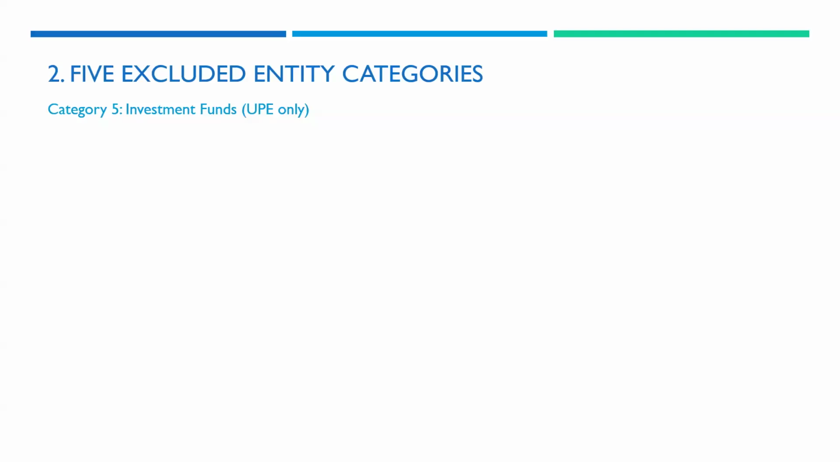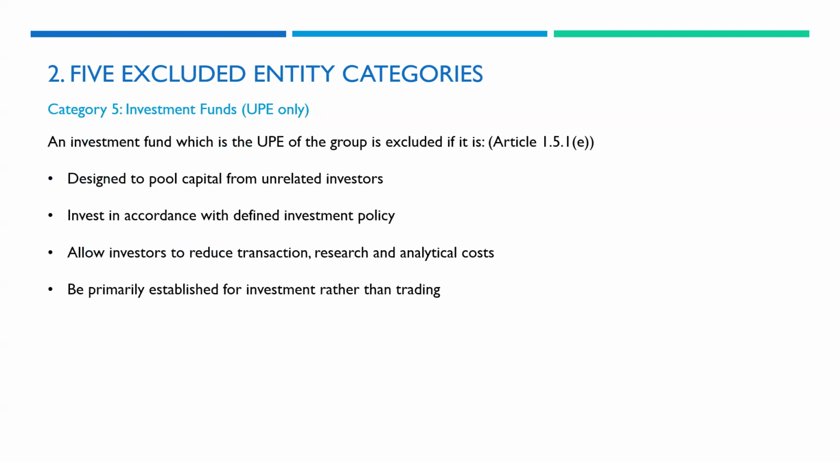So to reduce the administrative complexities, the fund which is at the very top is an excluded entity, and the respective IPs would have to take care of the Pillar 2 or the GloBE Information Return filing. So an investment fund which is a UPE of the group is excluded if it is designed to pool capital from unrelated investors in accordance with the defined investment policy and allow investors to reduce transaction, research and analytical costs, and be primarily established for investment rather than trading. So all the mutual funds and all the other PEs which we have.